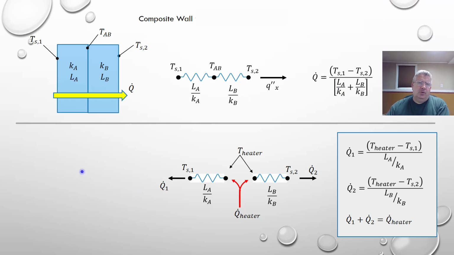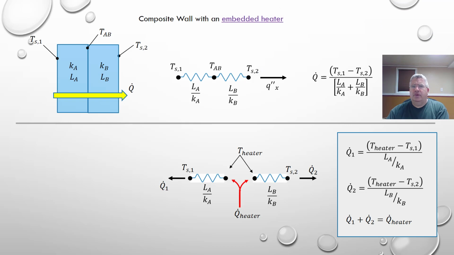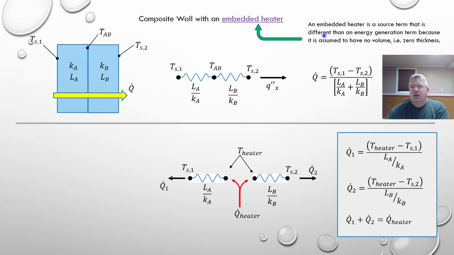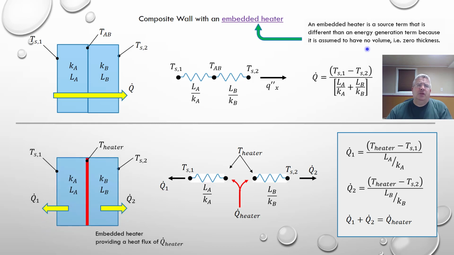The last thing we'll take a look at is what would happen if you have a composite wall with an embedded heater. An embedded heater is a source term that is different from energy generation because it's assumed to have no volume, i.e. zero thickness. We looked at this briefly yesterday in class when we solved the example problem of the car defogger. We said we had a very, very thin film placed on the inside of the window, and there was a certain amount of energy generation put into it, or a certain amount of heat flux coming out of it. So that's the case here.